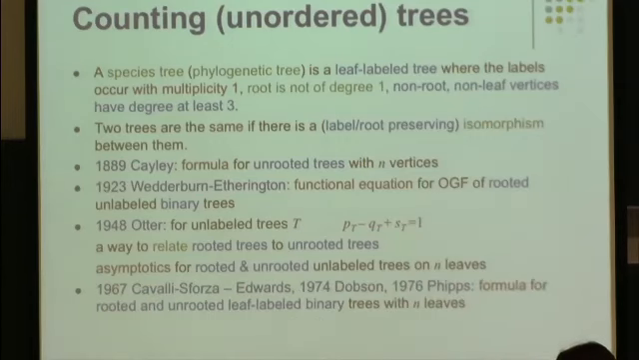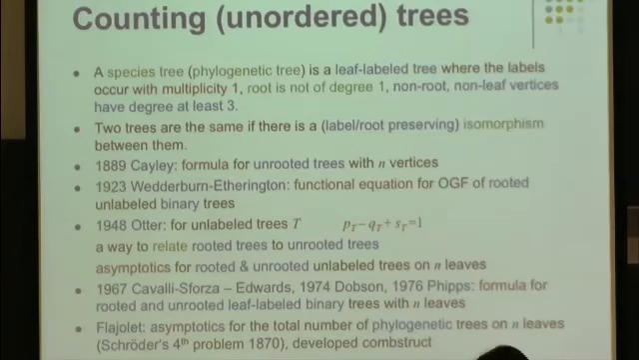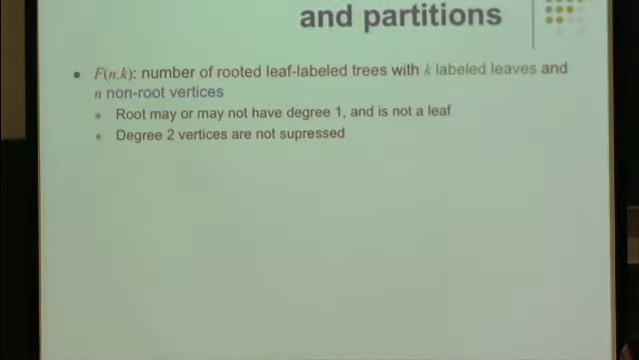In 1967, Cavalli-Sforza and Edwards, in 1974 Dobson, in 1976 Phipps, and I may not know about everybody, gave a formula for rooted and unrooted leaf-labeled binary trees with n leaves. And Flajolet gave asymptotics for the total number of phylogenetic trees on n leaves, which is essentially Schröder's fourth problem from 1870, and developed the program package Construct, which is actually very useful to do these things because they involve huge computations that you don't want to do by hand. Absolutely not. So rooted leaf-labeled trees have to do with partitions.